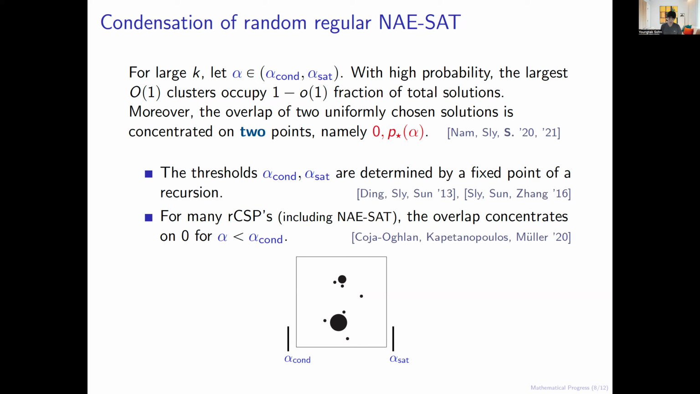And the condensation threshold and the satisfiability threshold for the non-equal SAT model are determined by a fixed point of a recursion. And this was verified by Bapst, Coja-Oghlan and others, and Sly, Sun, and Zhang. And also, we know that for many random constraint satisfaction problems, including the non-equal SAT model, if alpha is below the condensation threshold, then the overlap concentrates around 0. And this was verified by Coja-Oghlan et al. So there's a phase transition happening at the condensation threshold.